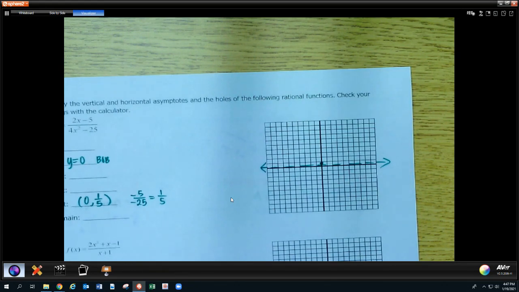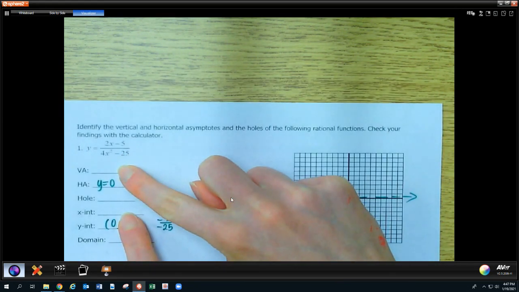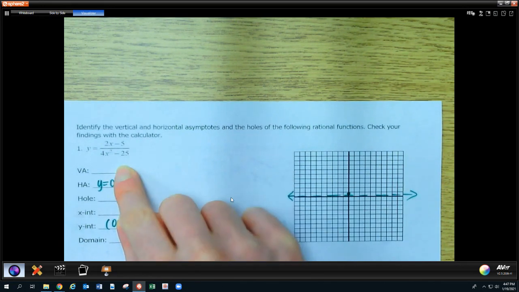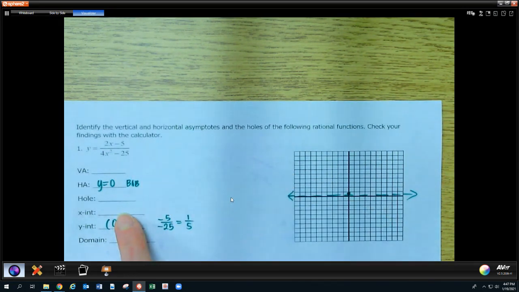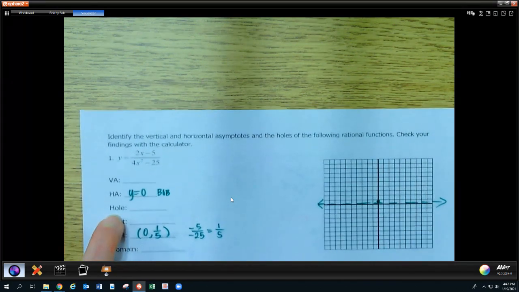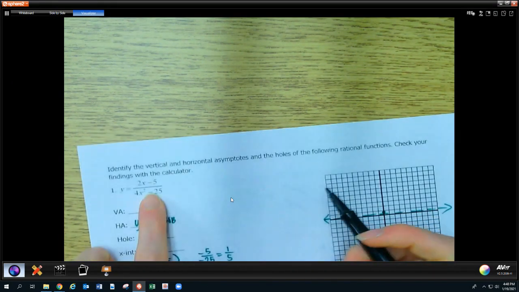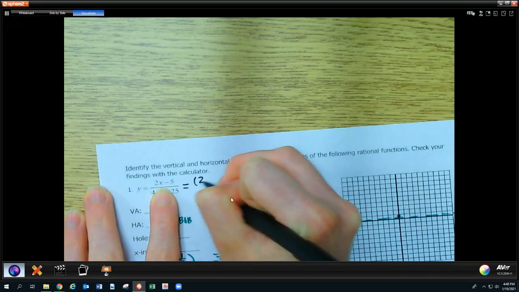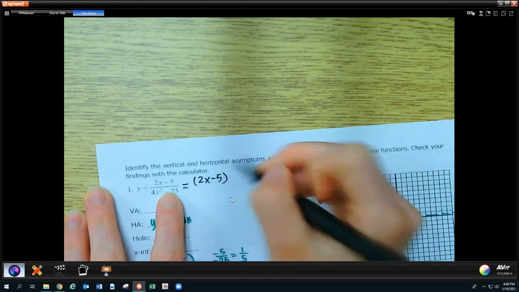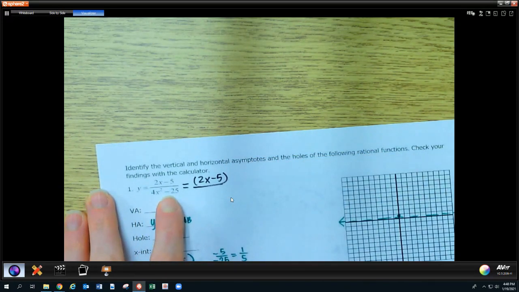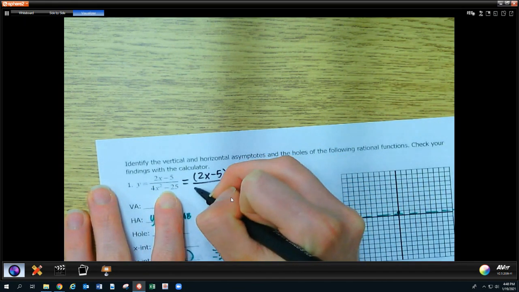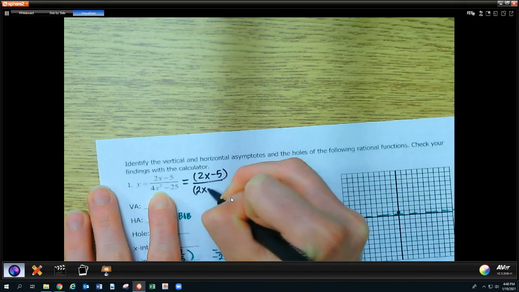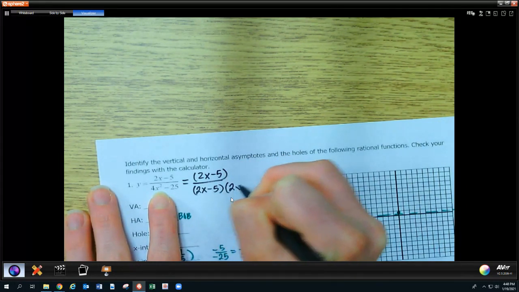Okay, and so do not find the vertical asymptote or x-intercept until you simplify and find any common factors. So we're going to see if there's a hole by simplifying this. Okay, so the top, 2x minus 5, that's already linear, and there is no GCF. So I'm going to put it in parentheses. That's one factor. Okay, on bottom, that's a difference of squares. 4 and 25 are perfect squares. There's a minus sign in between. And so this factors into 2x minus 5 and 2x plus 5.